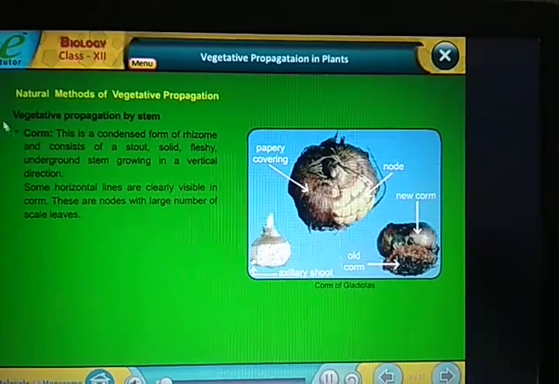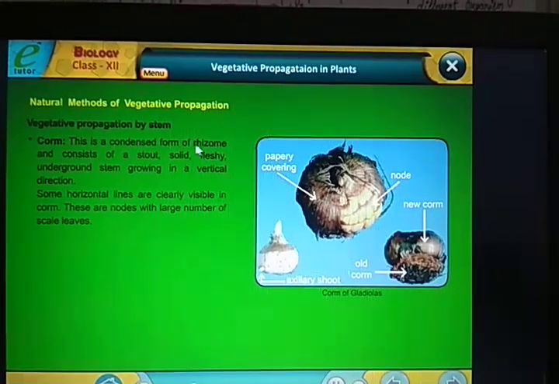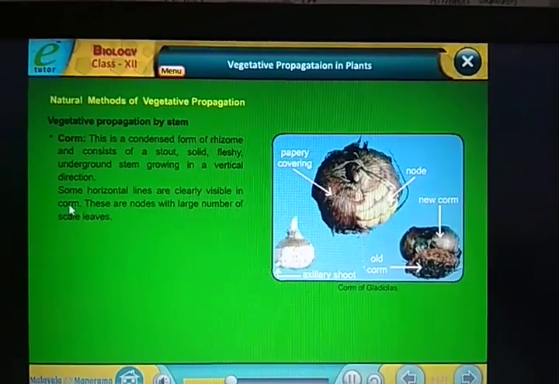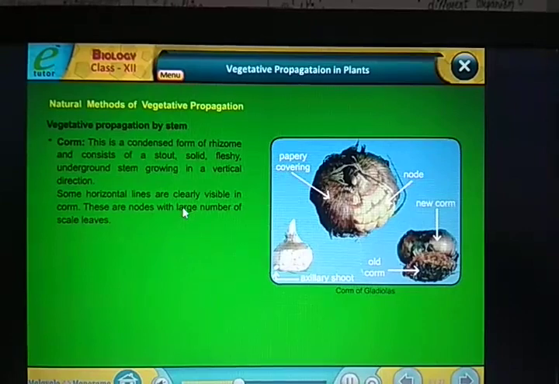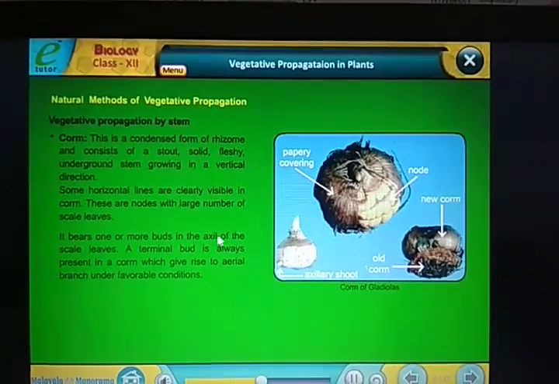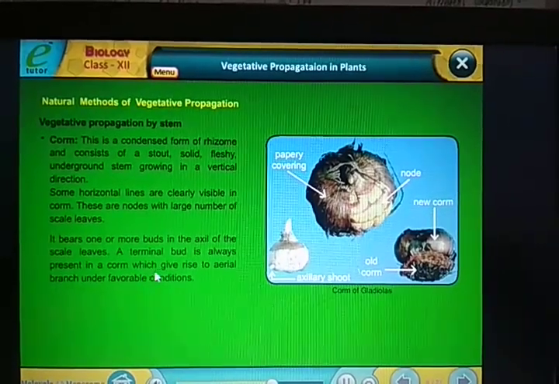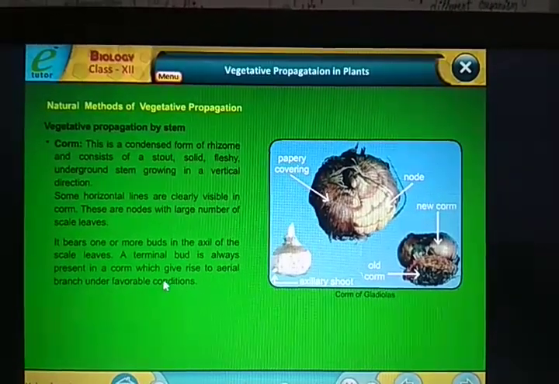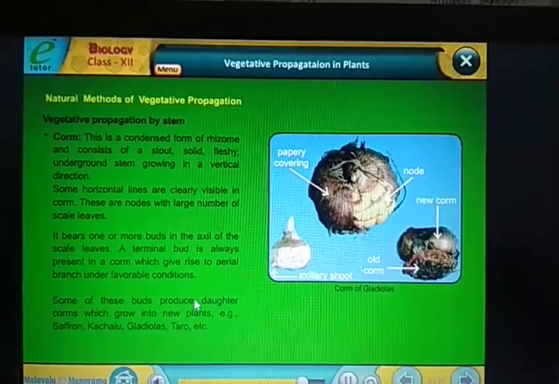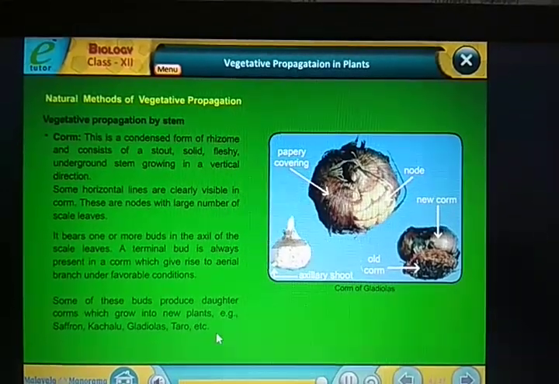Corm. This is a condensed form of rhizome and consists of a stout, solid, fleshy underground stem growing in a vertical direction. Some horizontal lines are clearly visible in a corm. These are nodes with a large number of scale leaves. It bears one or more buds in the axil of the scale leaves. A terminal bud is always present in a corm, which gives rise to an aerial branch under favorable conditions. Some of these buds produce daughter corms which grow into new plants. For example, saffron, kachalu, gladiolus, taro, etc.